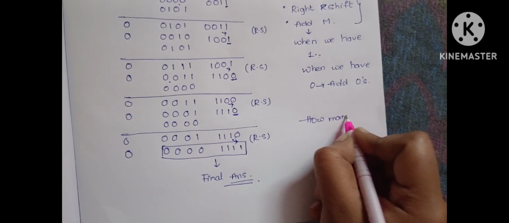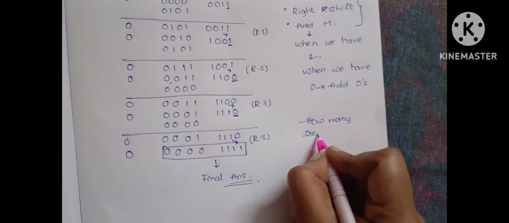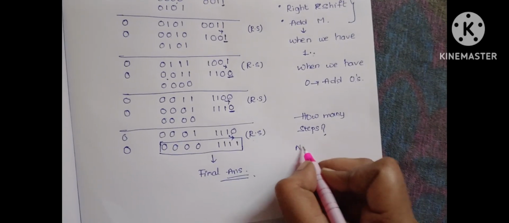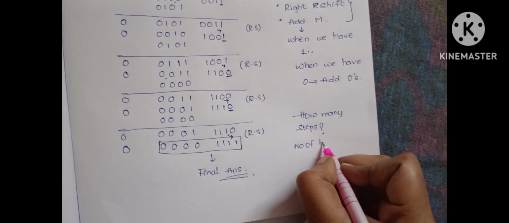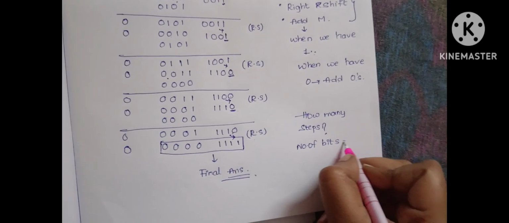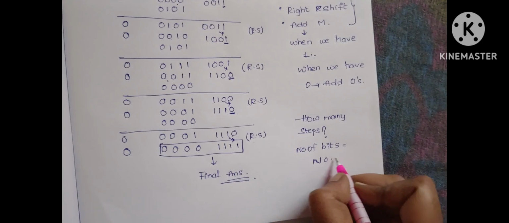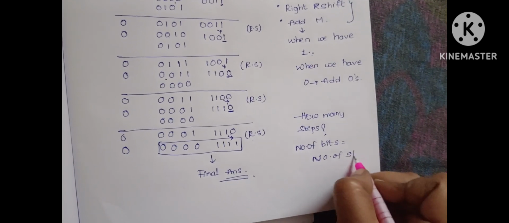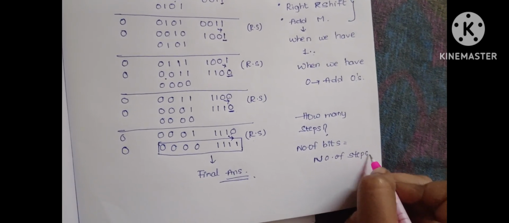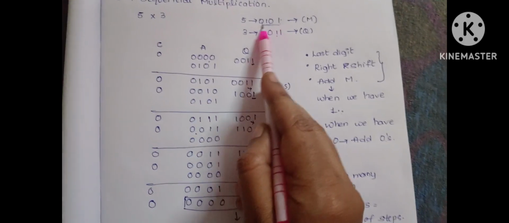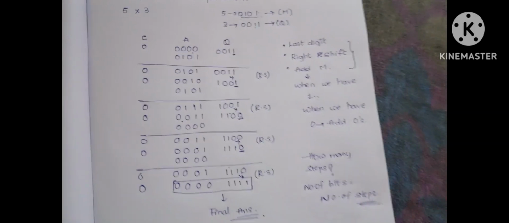So how many steps do we have to do to get the answer? This is your question, right? Let me tell you. How many steps is nothing but it depends on the number of bits that we take in the question. In the question I have taken 4 bits, so I will do 4 steps to get the answer. So number of bits is equal to number of steps. This is the simplest way to remember. 4 bits, so 4 steps I'll do.